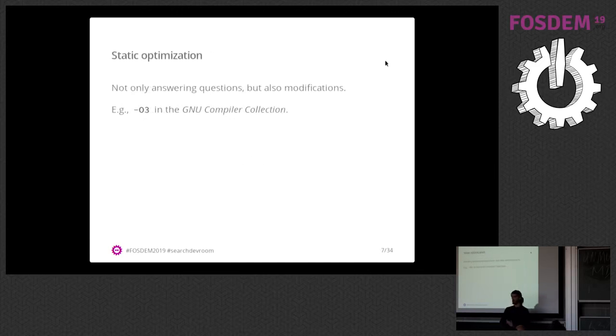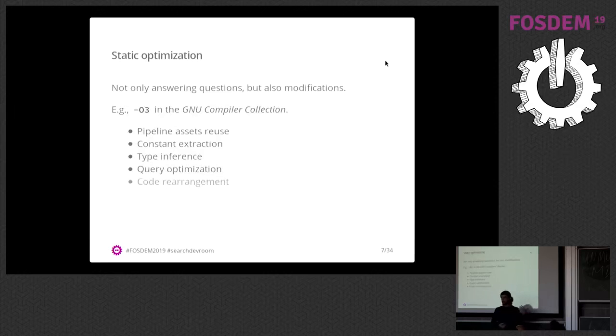But we can do more than just analyzing stuff. We can modify things based on static analysis. For example, if you are familiar with GCC, there are these O flags, O1, O2, O3, that change how the compiler optimizes stuff. Like, for example, reusing registers on the processor in some way, or extracting constants, where a mathematical expression can get inlined before getting compiled, or even type inference in other languages. And you could do query optimization, maybe not in Elasticsearch, but you could do that in SQL, for example, or code rearrangement, fusing loops or changing the loop order. But you can also do cost analysis and cost optimization. And this is done in GCC, for example.